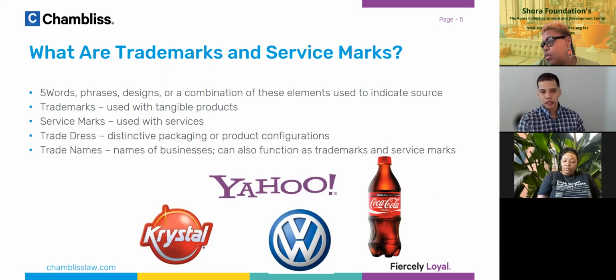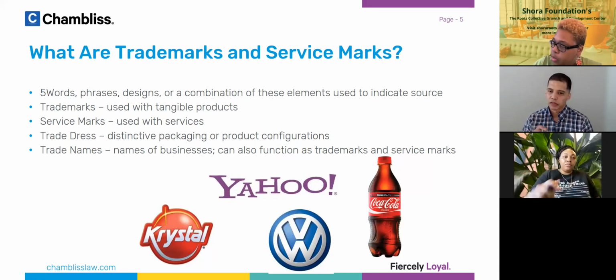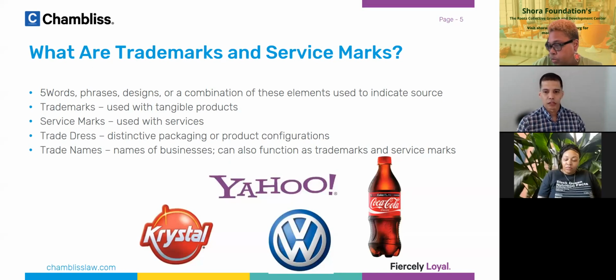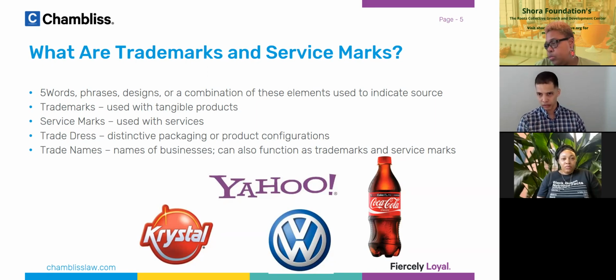And then I guess last is the trade name, and it's very similar to a trademark, but the trade name is actually the name of the business. So like Coca-Cola, the name of the business, I think it's Coca-Cola Bottling Company. And so that would be the trade name. But the trademark would be just Coca-Cola.